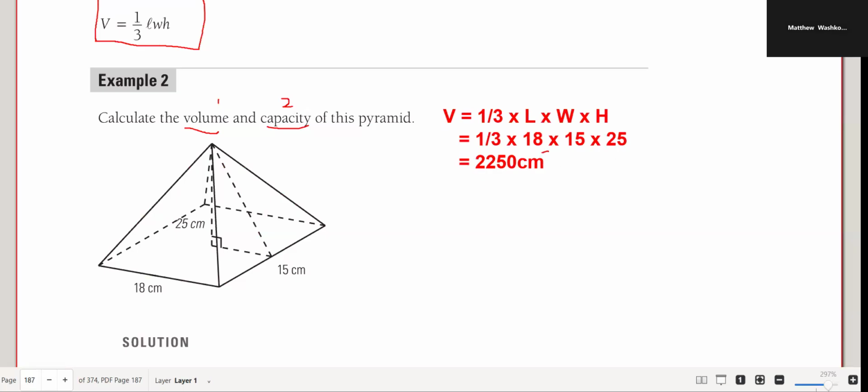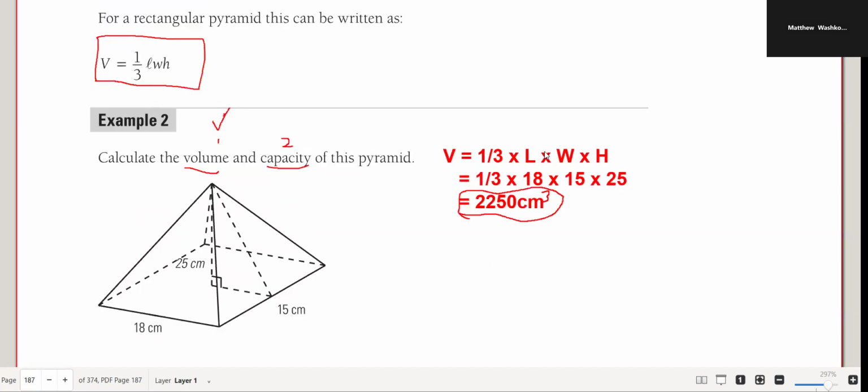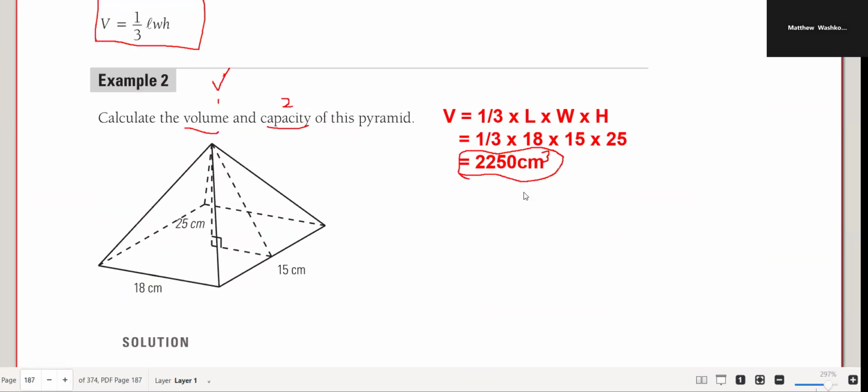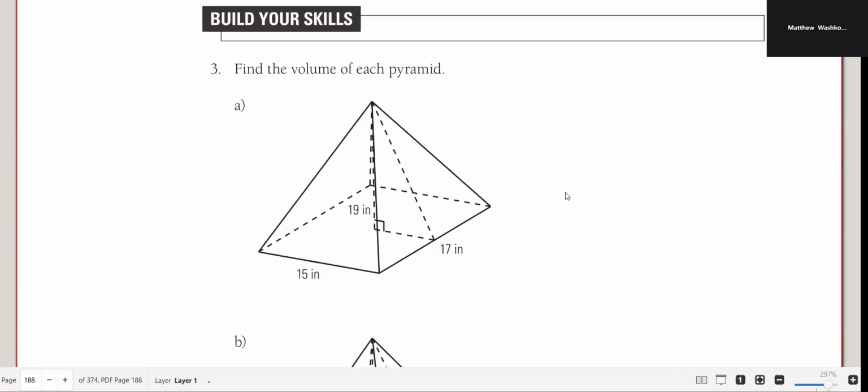All right, awesome. Done? No, I'm not, because the question asks for two things, right? It also wants the capacity. So you have to turn this into liters or milliliters. Well, we have that same thing up here, right? 1,000 cubic centimeters is 1 liter. Divide it by 1,000. It is 2.25 liters of liquid that can fit in there. Circle that as well.